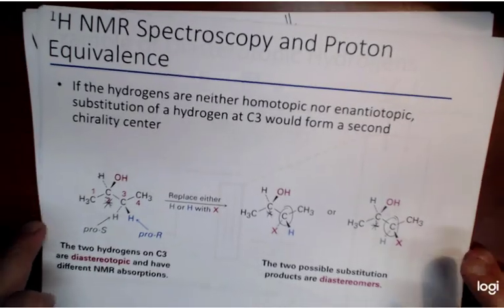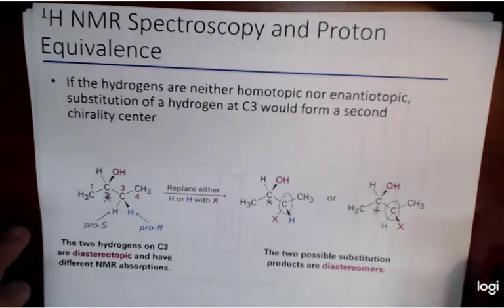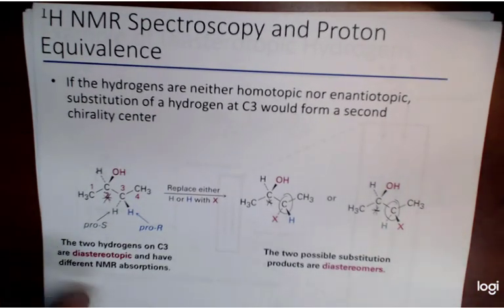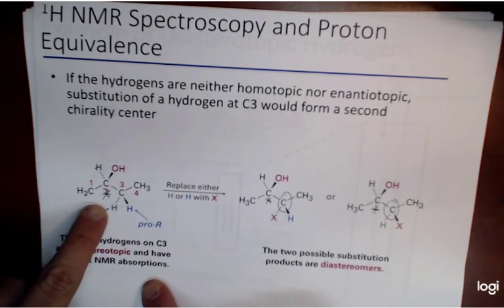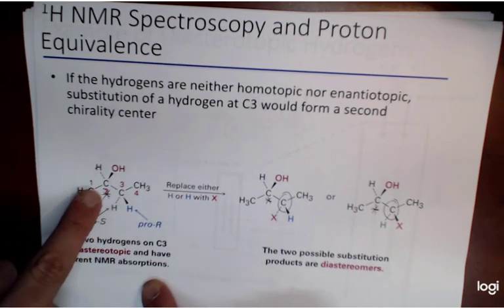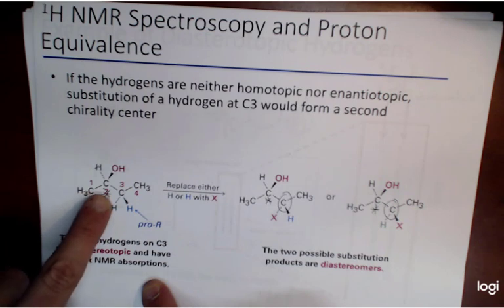So remembering what a diastereomer is, you have two chiral centers and only one of them changes, right? So let's go back. Now we've changed. We're no longer looking at butane. We have butan-2-ol. All right, so we have an alcohol at the carbon 2 position.